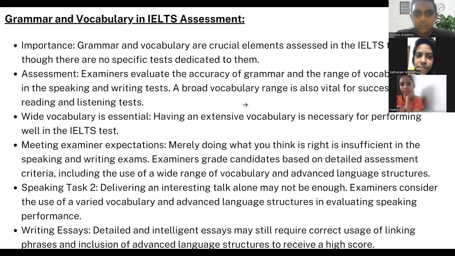Anyone that tells you, any teacher, anyone on the internet, if they tell you that you can pass IELTS without knowing English, that's a lie, right? Without knowing English, you cannot pass IELTS.